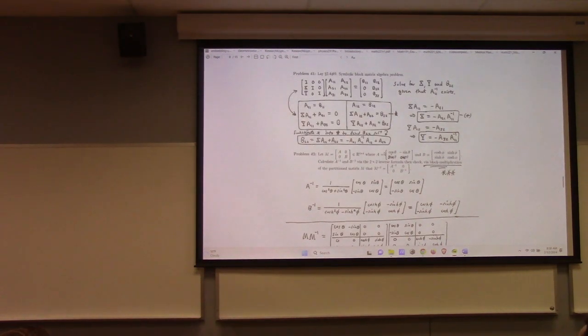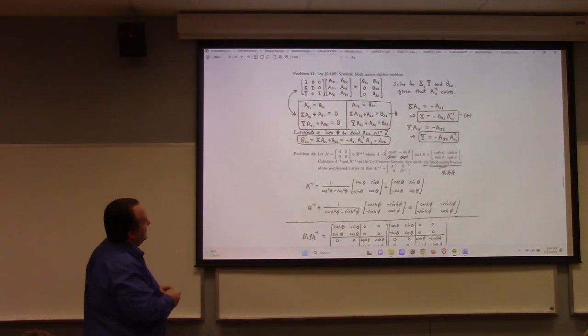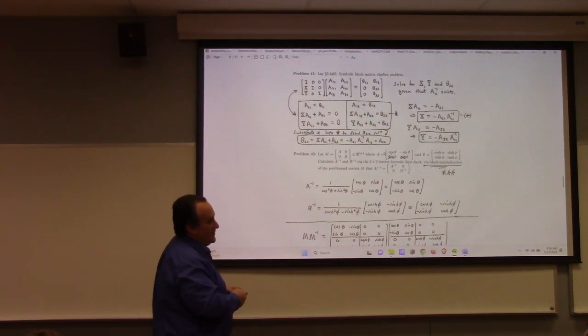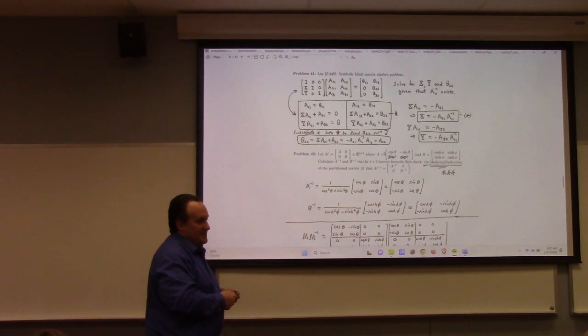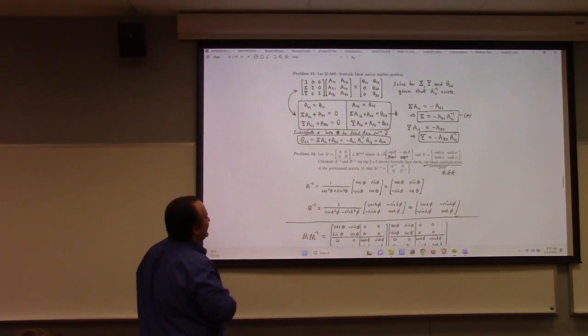Problem 41, not especially interesting, but kind of fun. I think odd problems in the book are always fun, right? Because they have answers.